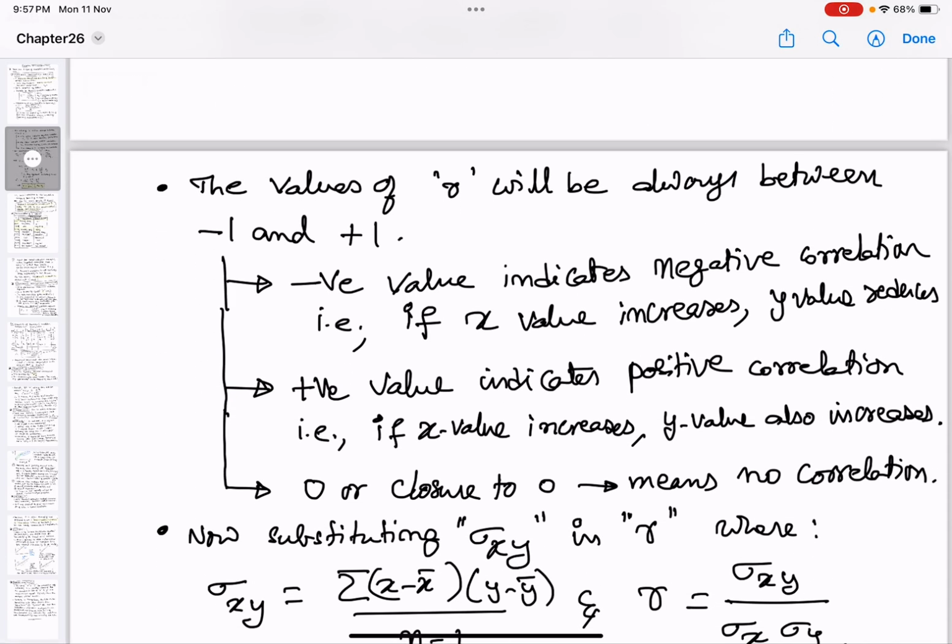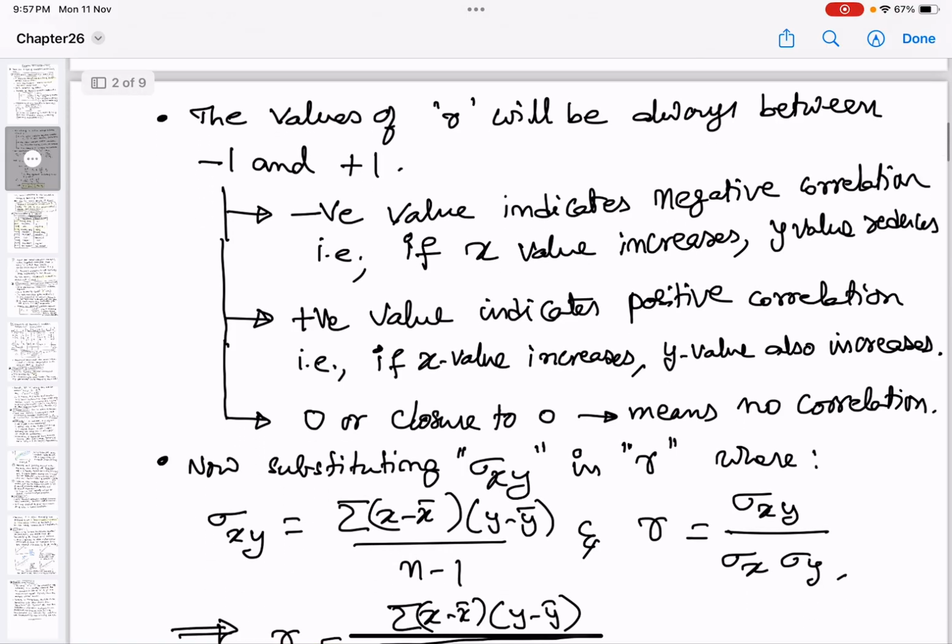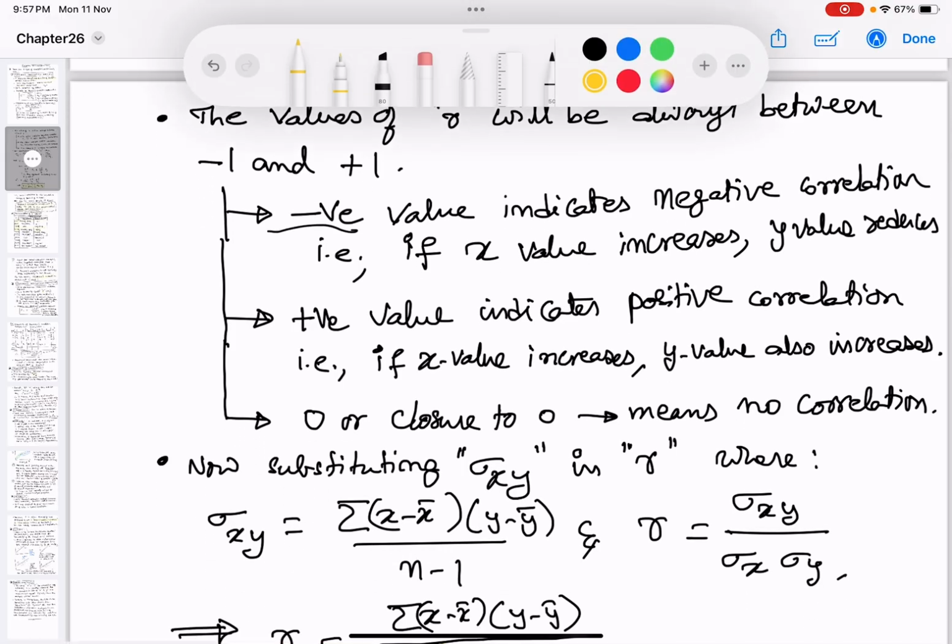So the values of r will always be between minus 1 and 1. Minus 1 means that there is a negative relationship, plus 1 means there is a positive correlation, and if it's 0, that means there is no correlation between the two variables. When I say negative relation, it means that if x is increasing, then y is decreasing, and if x is increasing, then y is also increasing in case of positive correlation.